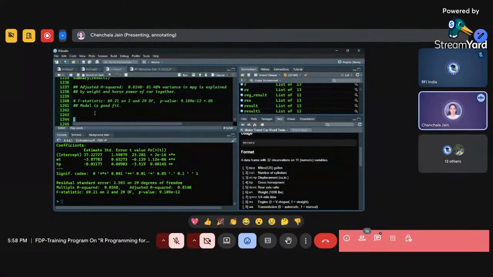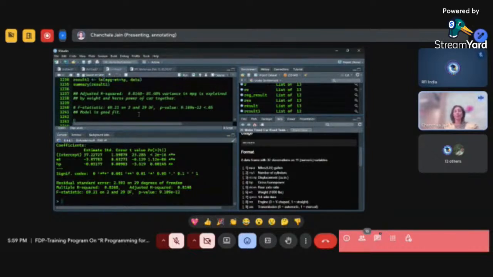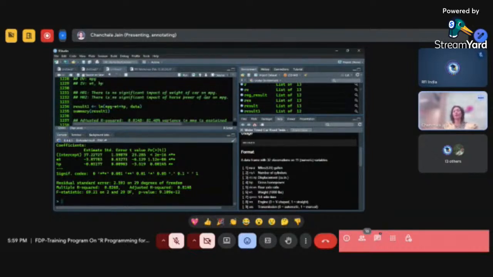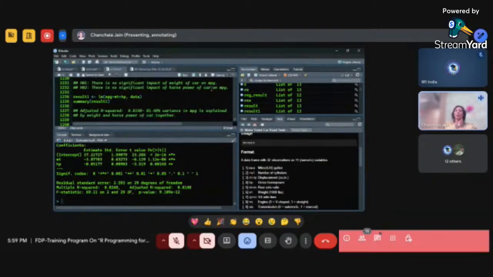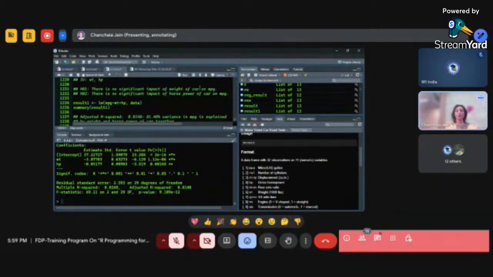Fine. Now, moving ahead, when all these variables are significantly contributing to my dependent variable, I can talk about my hypothesis. All the p-values are less than 0.05. The meaning is that the two hypotheses which I have made, I am not accepting, I am rejecting them because my data is not supporting them. So I will say there is a significant impact of weight of car on MPG, and there is a significant impact of horsepower of the engine, not car, engine, on MPG. Is it okay? I need to write here engine. Is it fine?